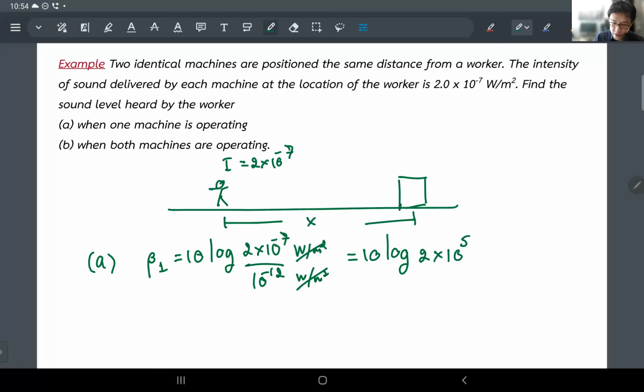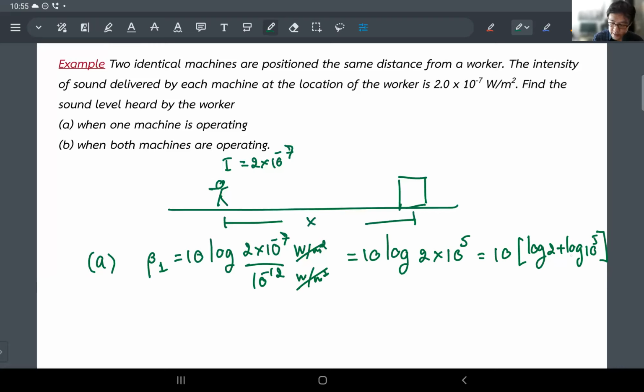If you have a calculator, you can just punch it in. But for those of you that still want to do it analytically, I can write it like this. Just to remind you, having fun with the math a little bit here, the log of a product is the sum of the logs. So you can split 2 times 10 to the 5th into log of 2 plus log of 10 to the 5th.